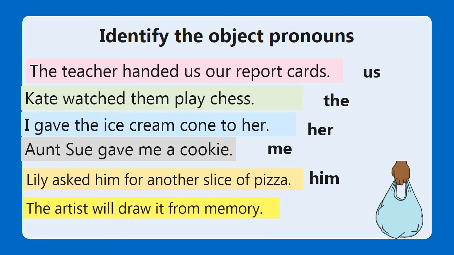Let's look at our last sentence. The artist will draw it from memory. What is the verb in the sentence? That's right, will draw. Will is the helping verb, draw is the main verb. So therefore, it is in the predicate part. Will draw it from memory is the predicate part of the sentence. It is the object pronoun.